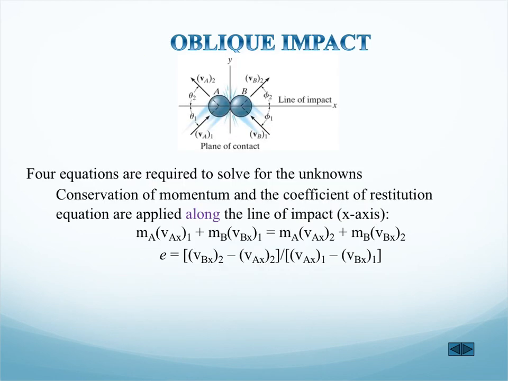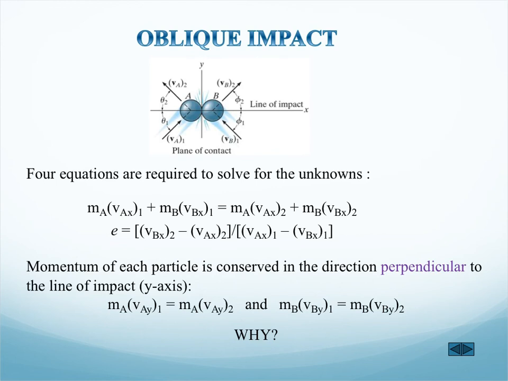And so this is what our two equations might look like if we were trying to solve some problems for the oblique collision. Here you have conservation of momentum in the x direction. Here you have the coefficient of restitution, which is using the x velocities because that's along the line of impact. And finally, it turns out that in these cases, the momentum of each particle is conserved in the direction perpendicular to the line of impact. So that means that the y momentum of each individual particle is conserved.